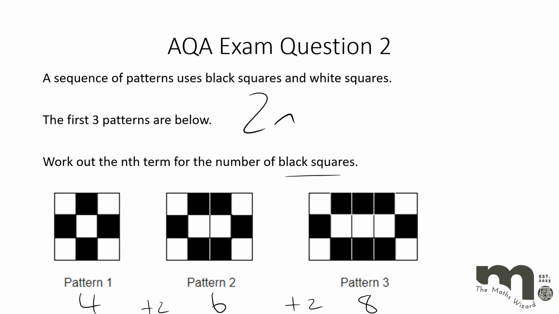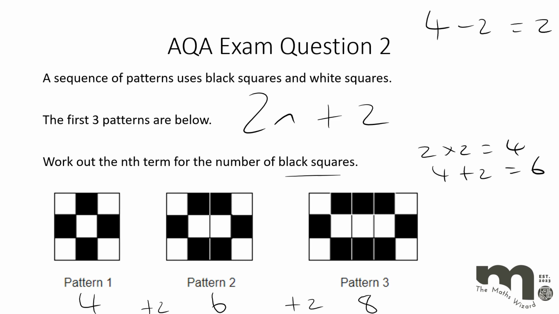If we look at our first pattern, it has 4 black squares. So if we take that 2 away from 4, we'll end up with 2, so it's a positive 2. So the nth term for our sequence would be 2n add 2. If we check that with pattern 2, 2 times 2 is 4, and then 4 add that 2 gives you 6. And as you can see, we've got 6 black squares in that one.